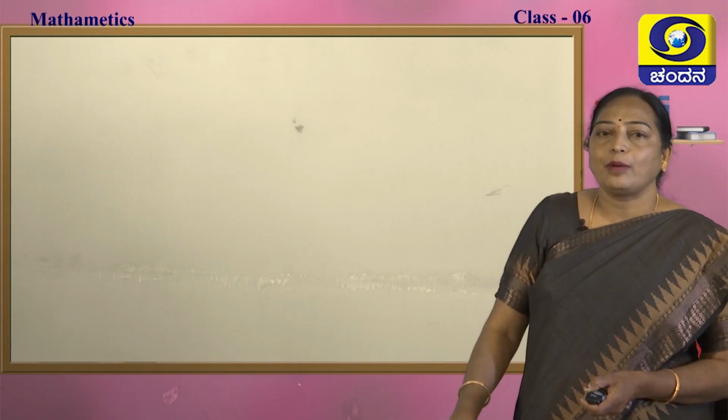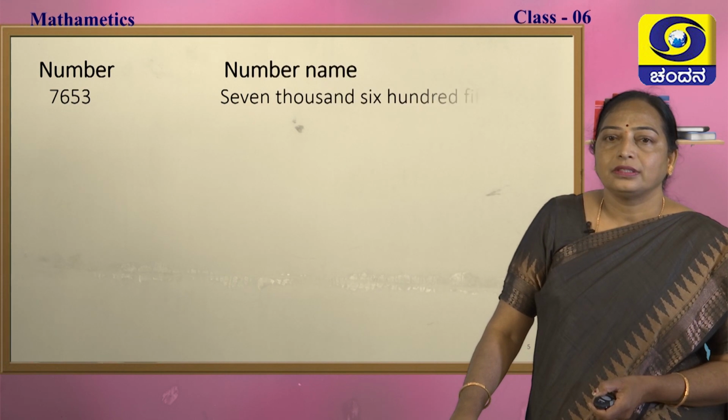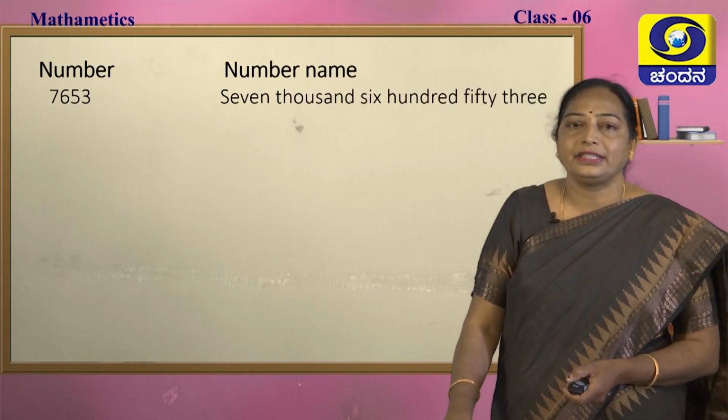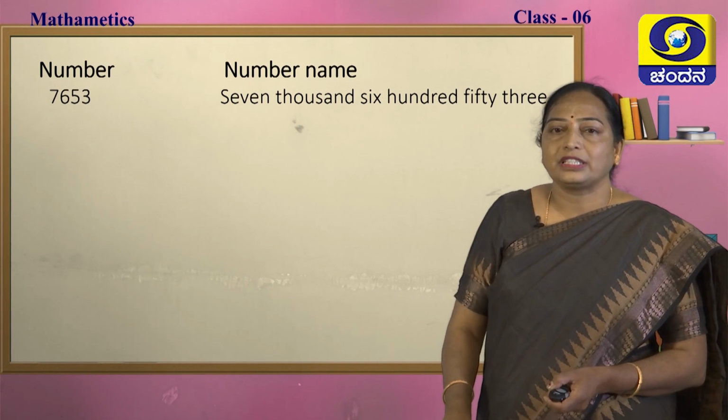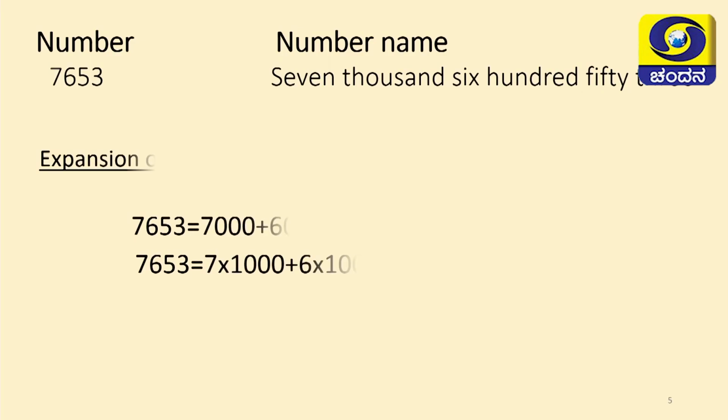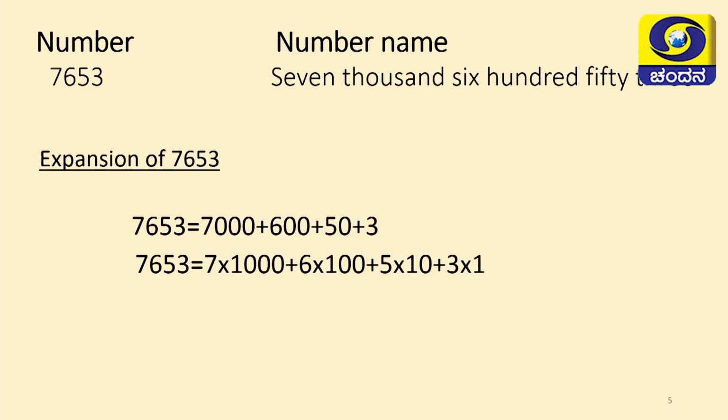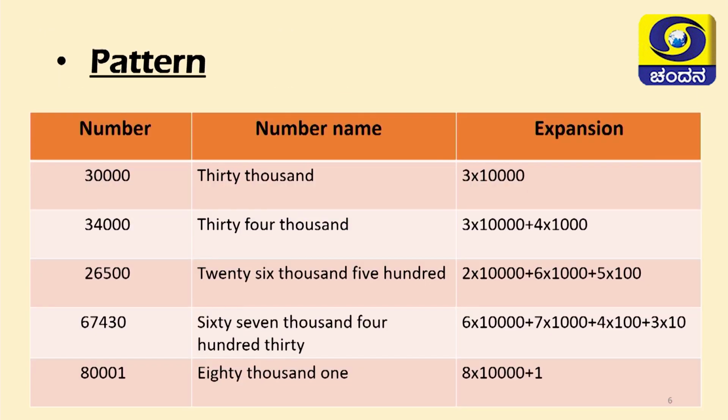Let us take one more example. 7653. Expansion of this number is 7000 plus 600 plus 50 plus 3. 7 into 1000, 6 into 100 plus 5 into 10 plus 3 into 1. 7 is at 1000's place, 6 is at 100's place, 5 is at 10's place, 3 is at 1's place.